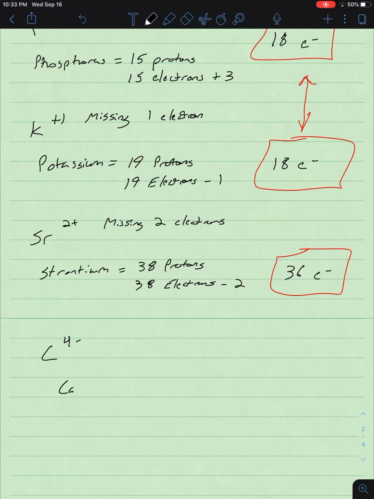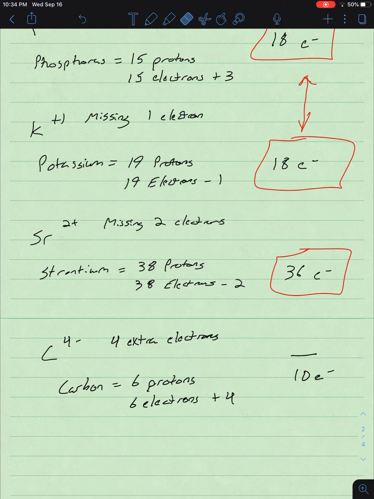So this is carbon. I'd look up carbon, which is abbreviated with just the capital C. Carbon has 6 protons because the atomic number is 6. Now in a neutral atom, you would have 6 electrons. But this is not neutral. We have a negative charge. I have 4 negative charges, which means I have 4 extra electrons. So I'm going to add those 4 to that 6 that would have been in a neutral atom. So this one would have 10 electrons.